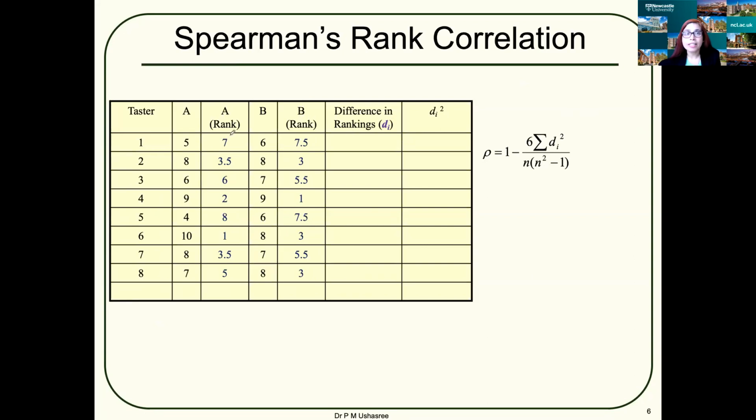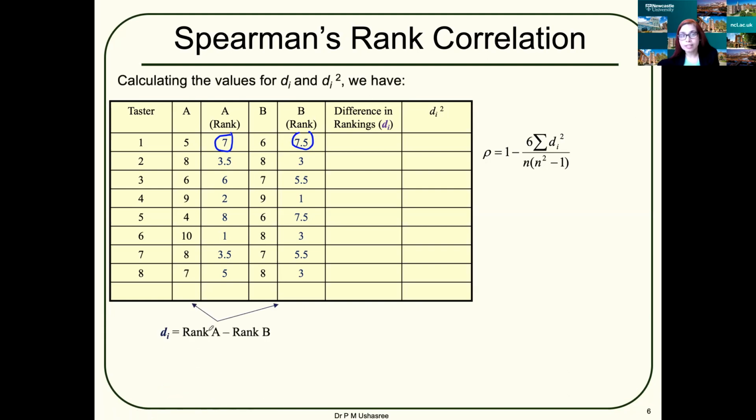So first I find the difference between 7 and 7.5. What is the difference between 7 and 7.5? 0.5. Yeah. So I calculate the distance, rank A minus rank B. It's all right if you do it the other way. Doesn't matter because it's a square, so the negative sign disappears. Okay. So 7 minus 7.5 is minus 0.5.